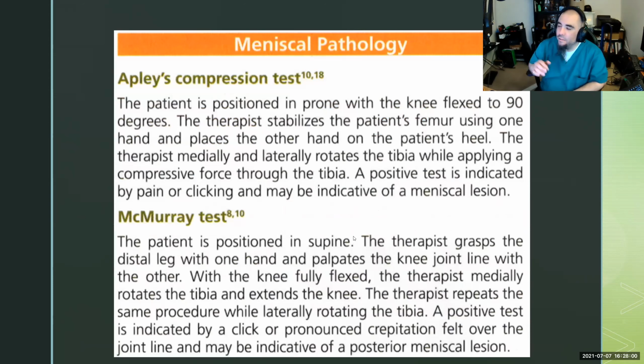The compression test, either McMurray's or Apley's, are tests for meniscal pain. So what you need to know about this one, not only for your boards, but also for your clinics, is if the patient has a positive Apley's, not Epley's, Apley's, or a positive McMurray's, they have a tear in their meniscus of the knee. That's really all you need to know. Again, you don't necessarily need to know the positioning for this one, but you need to know that both Apley's and McMurray's are for tears of the menisci of the knee.